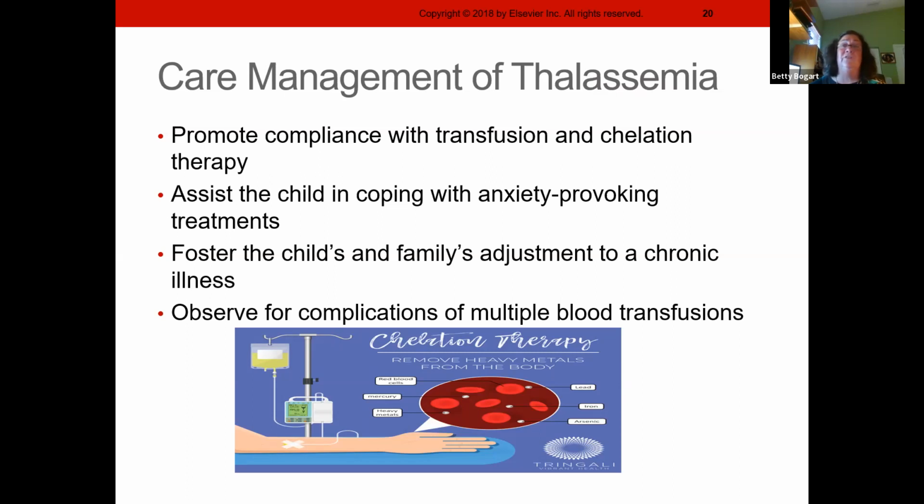These children are getting blood transfusions, some every week, some every month. It all depends on how many cells are bursting. So again, blood transfusion reactions. If you get a blood transfusion reaction while you're giving that blood, the first thing you're going to do is turn off the blood, right?